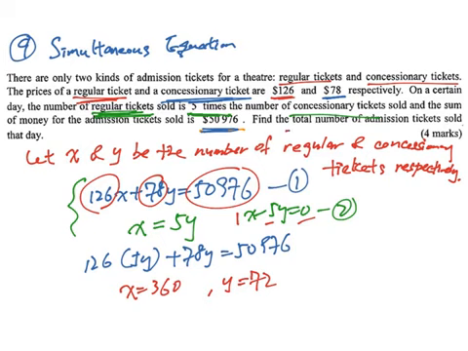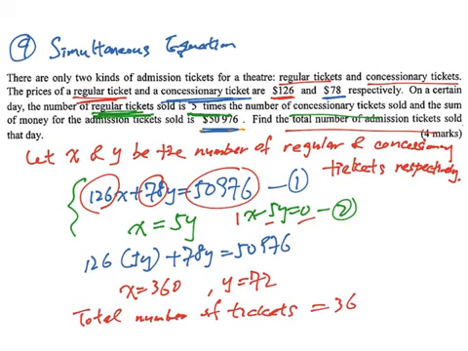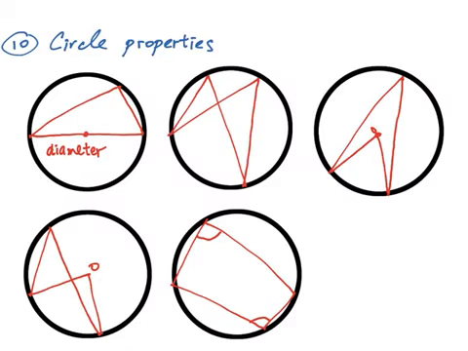So the question asks you the total number of tickets, which is equal to 360 plus 72. So it is 432. Next is about the circle properties.